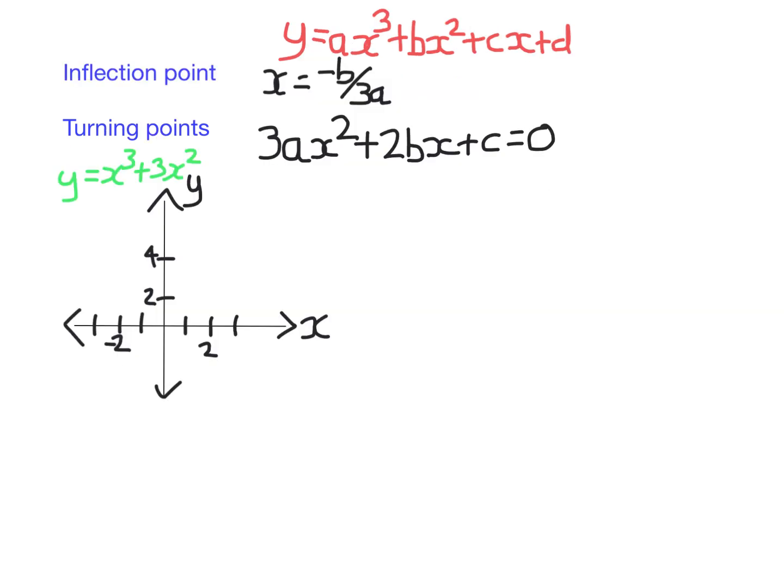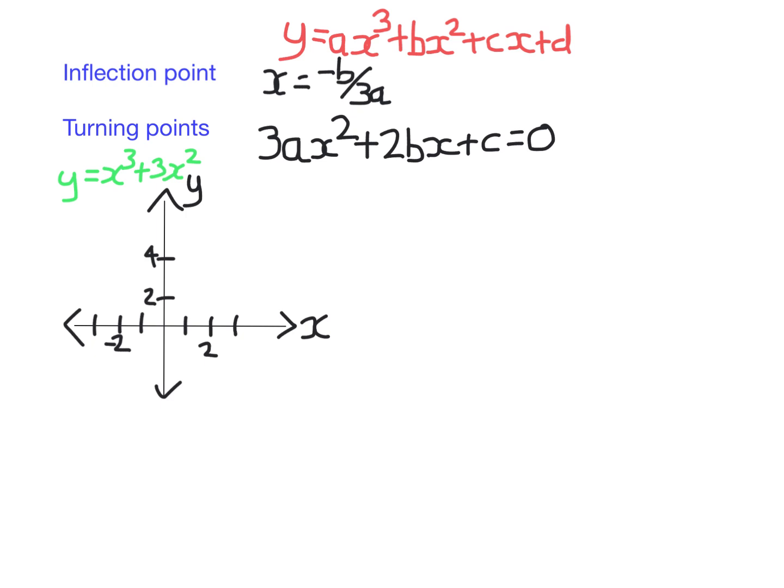The inflection point of a cubic, whose equation can be written like this, is always at x equals negative b over 3a. Now to find the turning points, you need to solve this equation here. All right, let's put this to work and graph this function here.